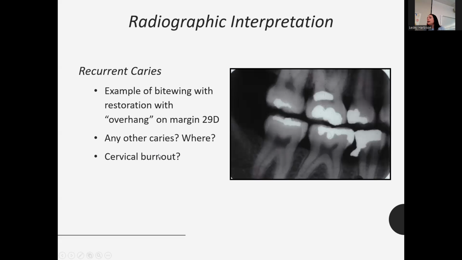So, example, what do we have here? Example of bite wings with restoration overhang, obviously. Any other caries? This is a very dark film, but you can see some of the areas with caries standing out pretty good. And then you can see here's some cervical burnout. This is some examples of cervical burnout. And again, see how it's between the CEJ and the alveolar crest. And it's just sort of a diffuse shadow. And then that almost looks like some abrasion there. So all kinds of fun stuff.